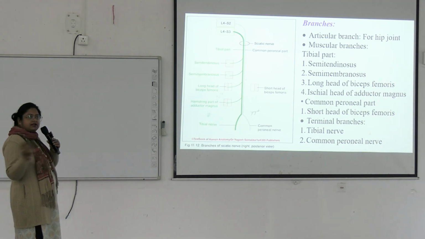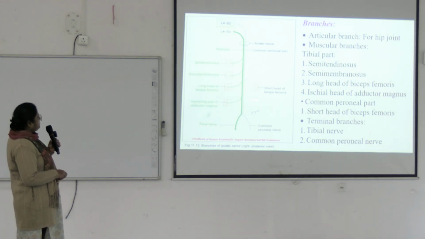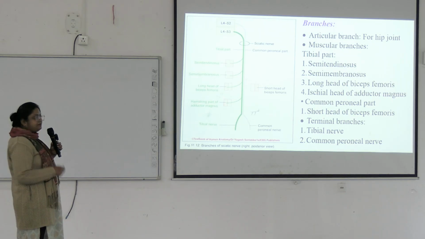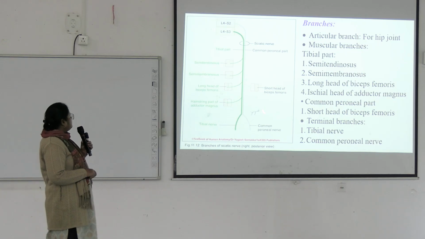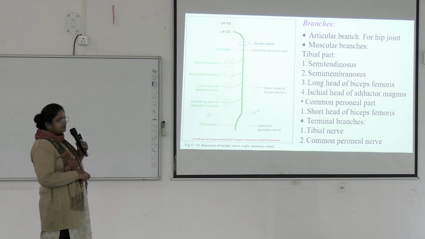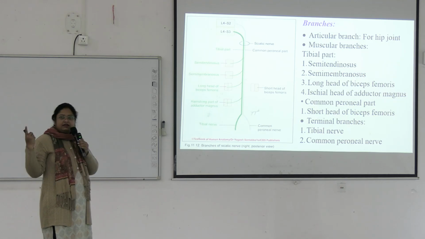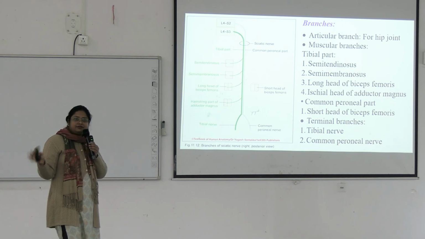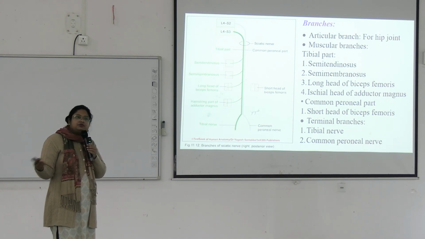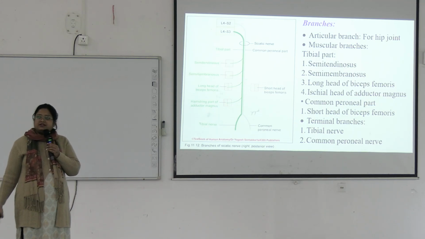These two have other nerve supply also. Here, the short head of biceps femoris is supplied by the common peroneal nerve, and the other part of adductor magnus is supplied by the obturator nerve. The common peroneal component only supplies the short head of biceps femoris. It divides at the superior angle of the popliteal fossa, then goes to the lateral angle near the neck of the fibula, then divides into two branches, superficial and deep peroneal nerve, and those give branches to the leg muscles.